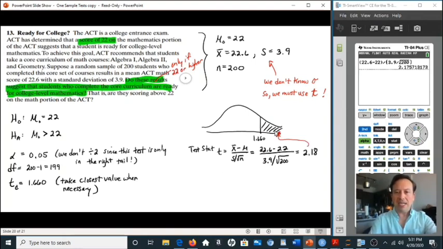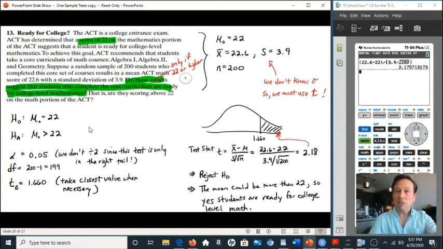Note that 2.18 is higher than our critical value. So it's going to be in this area here, HA, which means we reject the null hypothesis. So we're rejecting the status quo. What we can conclude here is that the mean could be more than 22 for this particular group of students. And since their mean could be more than 22, these students are ready for college-level mathematics, because on average, they're scoring higher than that 22 baseline.